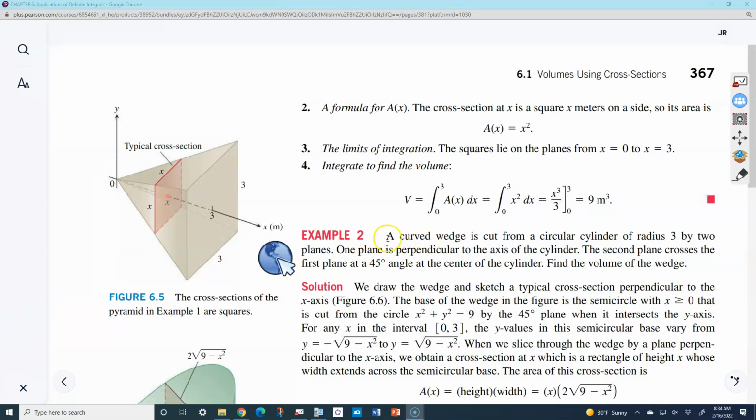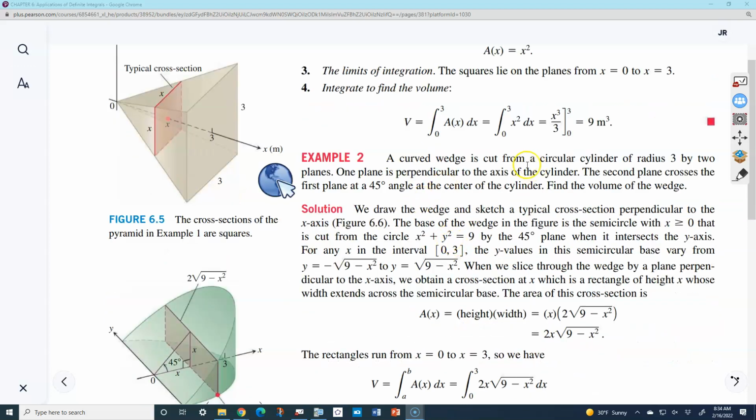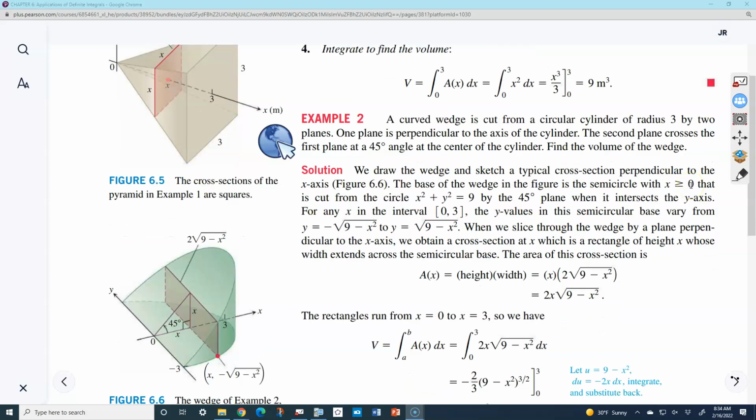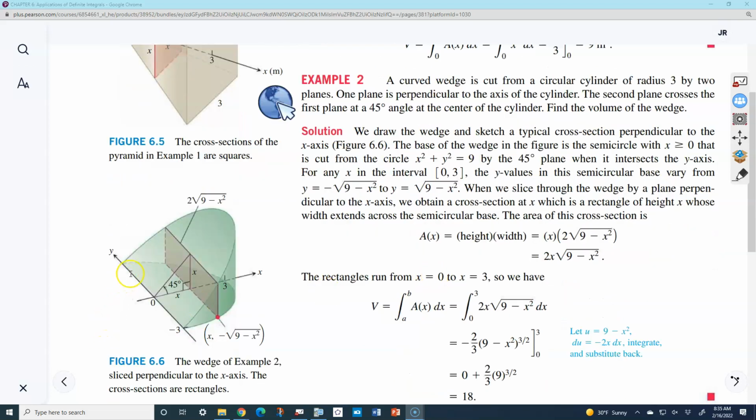All right, example 2. A curved wedge is cut from a circular cylinder of radius 3 by 2 planes. One plane is perpendicular to the axis of the cylinder. The second plane crosses the first plane at a 45-degree angle at the center of the cylinder. Find the volume of this wedge. So here's a good picture of this wedge.